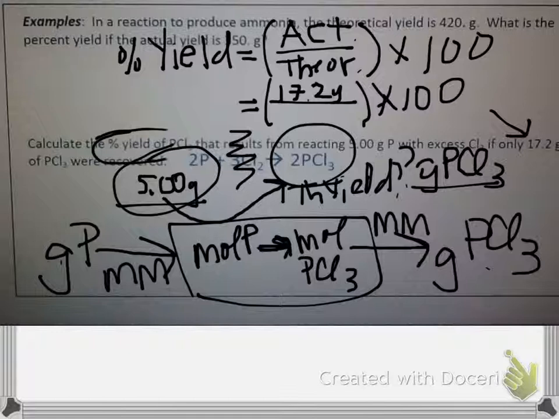So I'm going to need the molar mass, but it's not given. What's the molar mass for phosphorus? Look on your periodic table. Phosphorus is number 15 on the periodic table. The molar mass is 30.97 grams per mole. So 30.97 grams per mole for phosphorus.